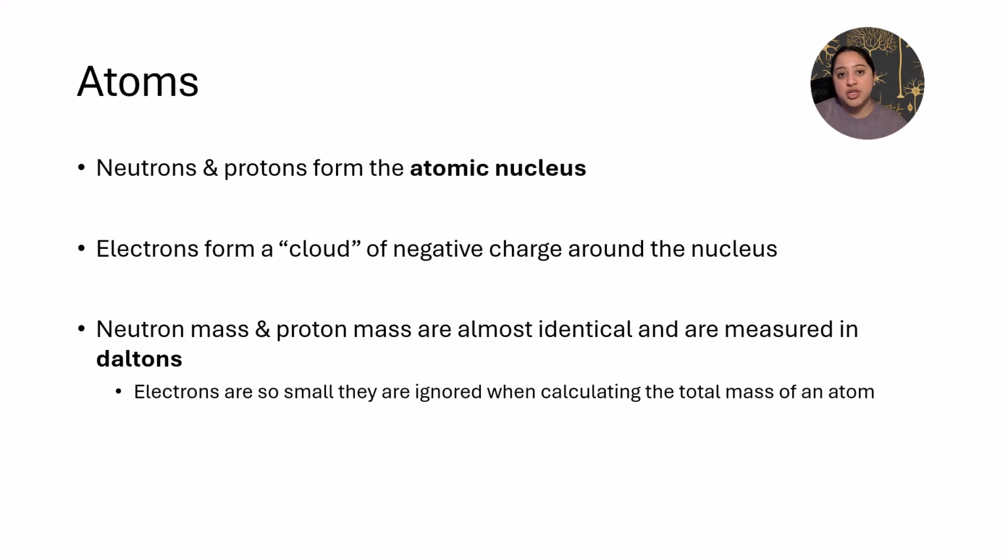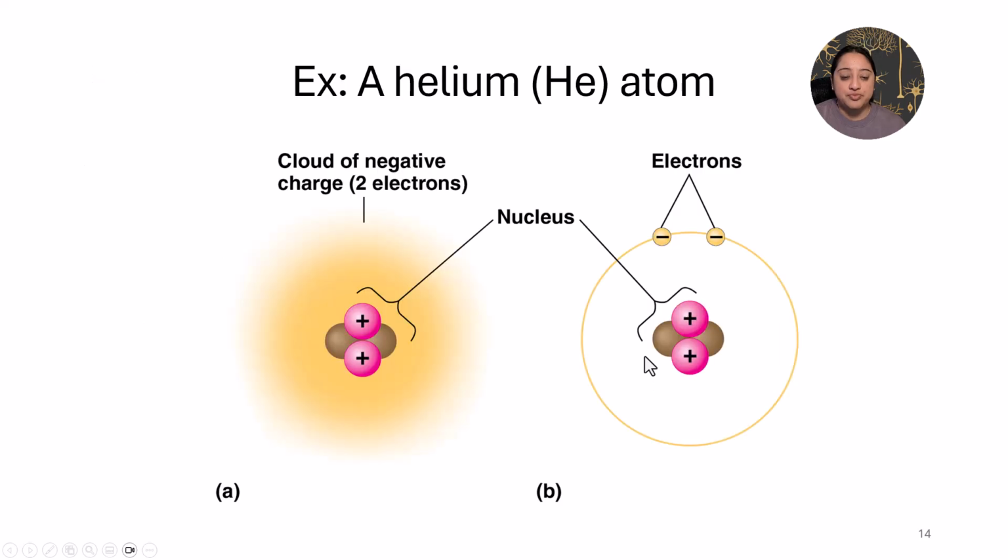First of all, the neutron mass and proton mass are about the same. They weigh about the same. They're almost identical, and they're measured in units called Daltons. Electrons are so tiny that they're just ignored. We don't really even think about their mass. They do technically have mass, but it's super tiny. So protons have some mass, neutrons have some mass, and electrons barely anything.